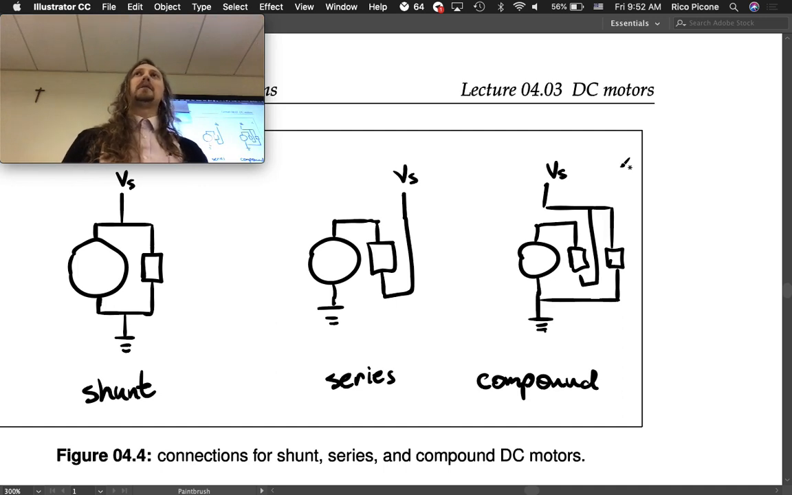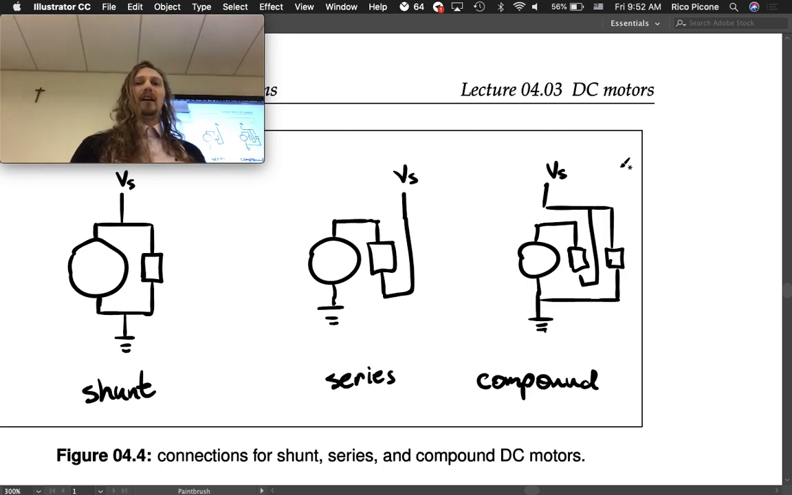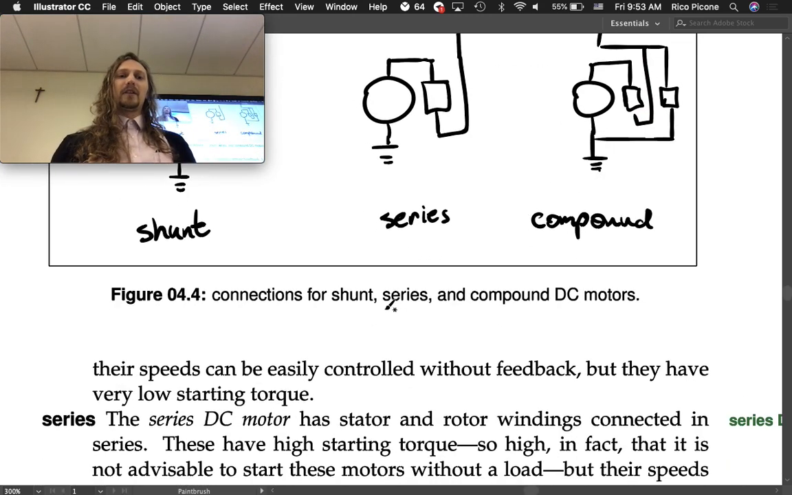If you're looking for something that has great starting torque, you're probably going to want to do series. If you want something that has great speed control and you don't care about starting torque, then shunt. Something about series that you should be careful with is you should always have a load on the series motor when you power it. If you power it without a load, you can cause damage to the motor. So it's kind of an issue.